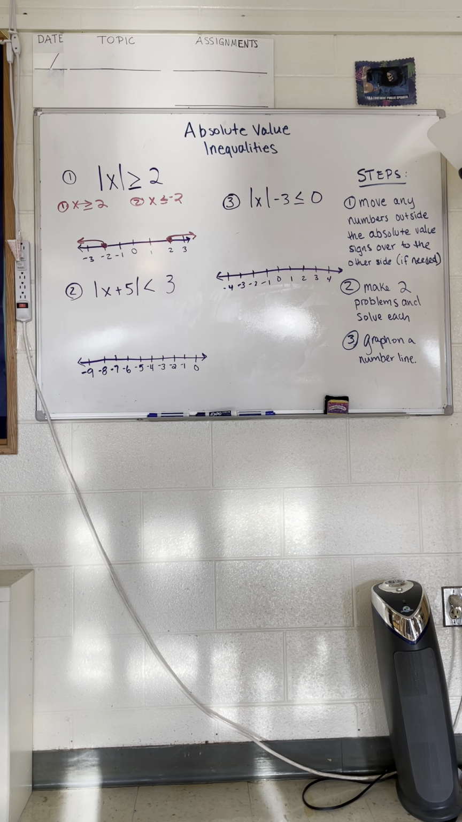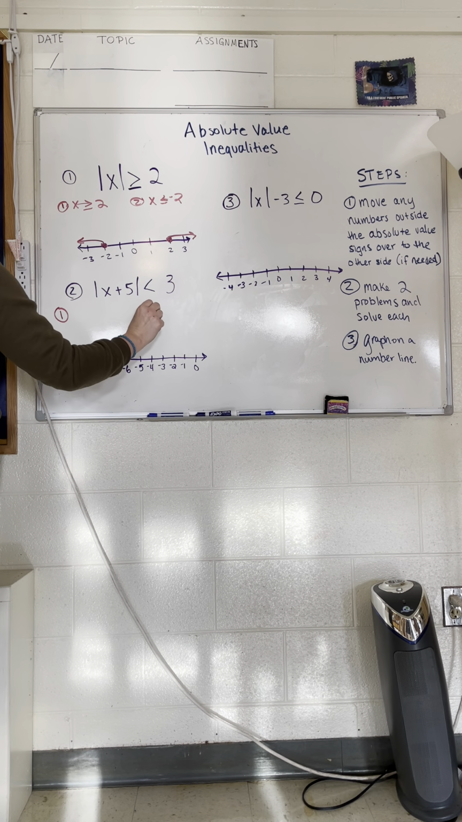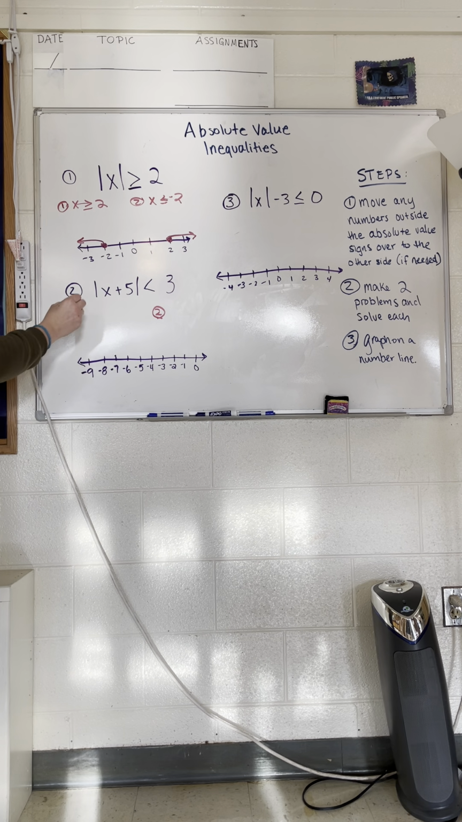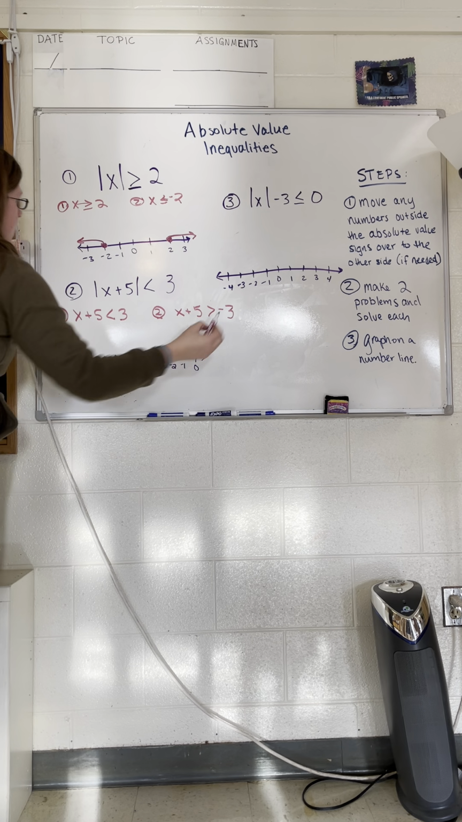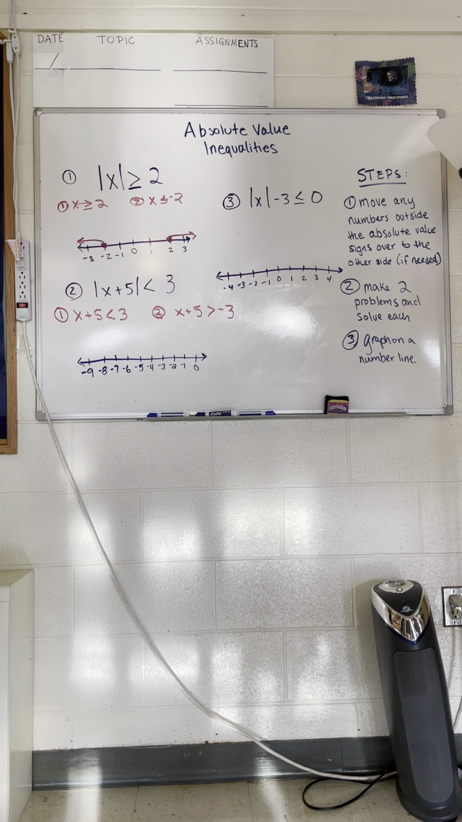All right, the second one. So the second one is the absolute value of x plus 5 is less than 3. So we're going to make two problems. There's one, there's two. Okay. The first one is again x plus 5 is less than 3. The second one will be x plus 5 is going to be greater than negative 3. Again, we flip our sign and we make the number on the right negative, okay? Now it's a one-step inequality. We can go about solving those, okay?